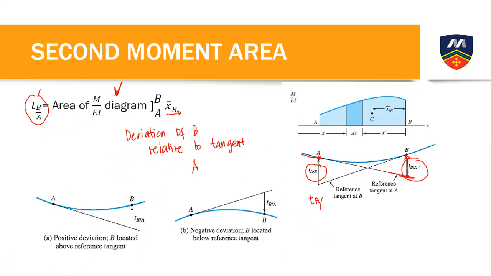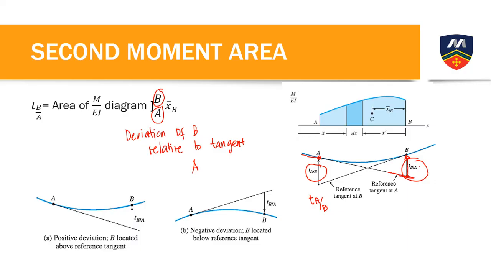from the tangent B. So, for the computation, again, it is just the area of the moment diagram times the centroid. So, if you want to compute the deviation of B from tangent A, or relative to tangent A, that is just the area of the moment diagram from point A to point B. Okay?